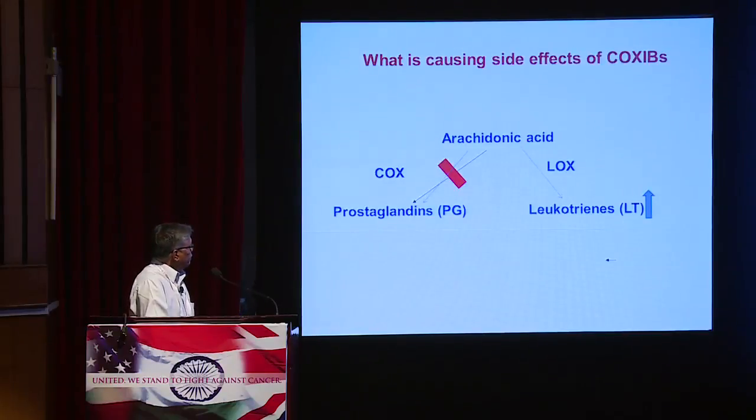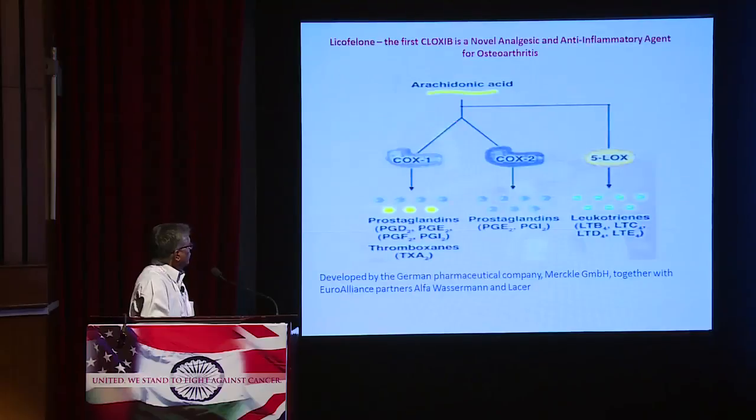And now we came to know that when we inhibit the COX pathway, the substrate arachidonic acid is diverted towards the other pathway, that is the lipoxygenase pathway, which produces the leukotrienes. And this was shown to be responsible for the cardiac side effects that were reported. And now the COX-LOX dual inhibitors appear to be promising anti-inflammatory drugs without gastric and cardiac side effects. And licofelone is one such COX-LOX dual inhibitor which is coming up into the market.